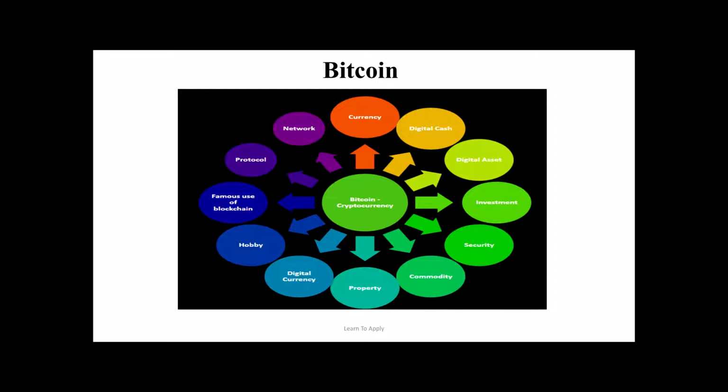So moving forward, there are multiple names for Bitcoin. Someone says it's a cryptocurrency, some say it's a digital asset, some say it's a commodity, security, property. And in particular, it's a famous and successful application of blockchain. It's a protocol, it's a network. All in all, there are multiple names you will find on the internet about Bitcoin. But in particular, we will focus on Bitcoin as a protocol, because a protocol is actually a set of rules that govern the communication. That's it. Bitcoin is all about that.